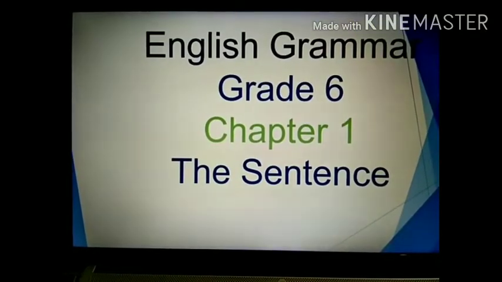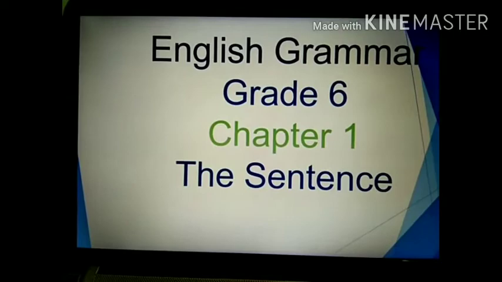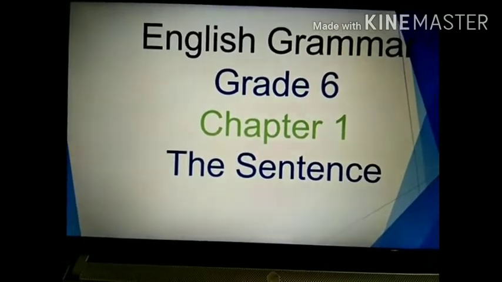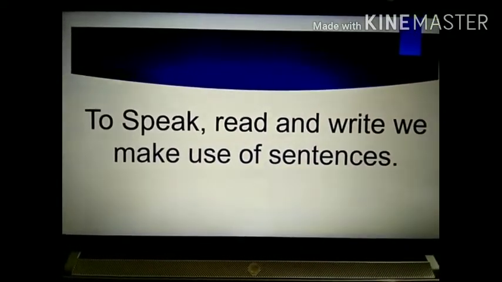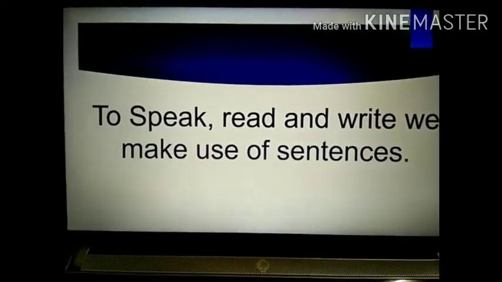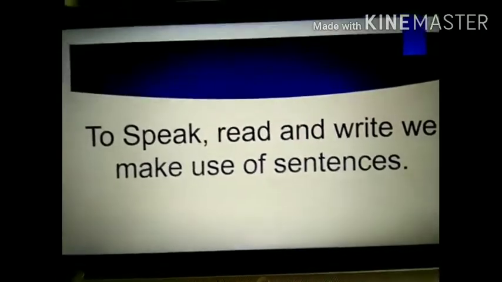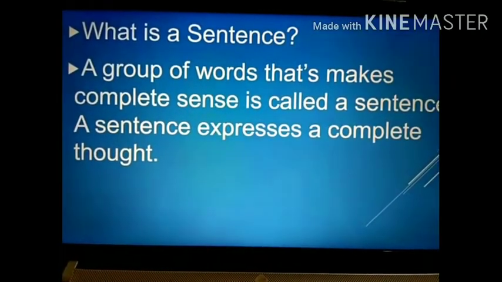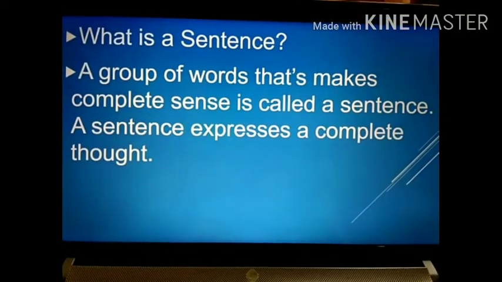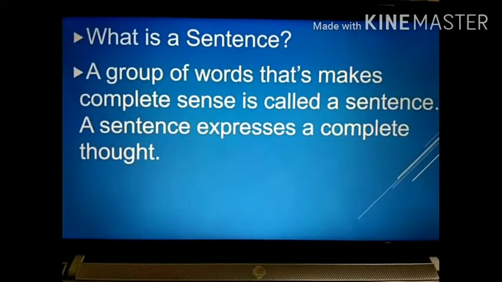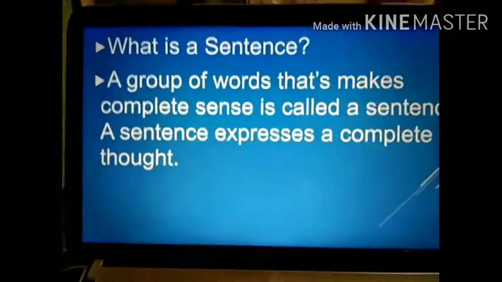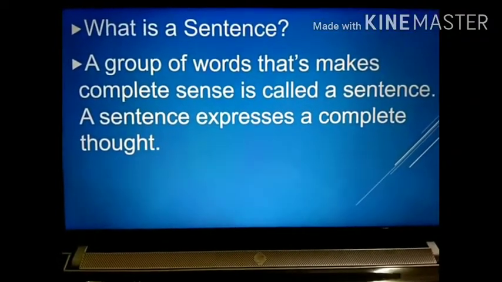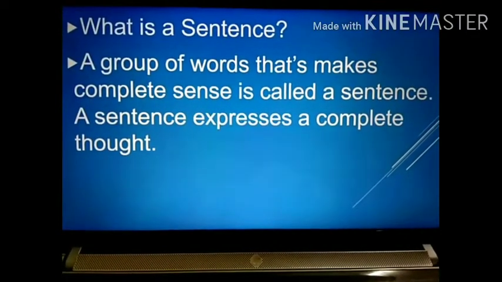So, let us start with English grammar. Today's topic is the sentence. To speak, read and write, we make use of sentences. Now, the question arises, what is a sentence? A group of words that makes complete sense is called a sentence, or a sentence expresses a complete thought.